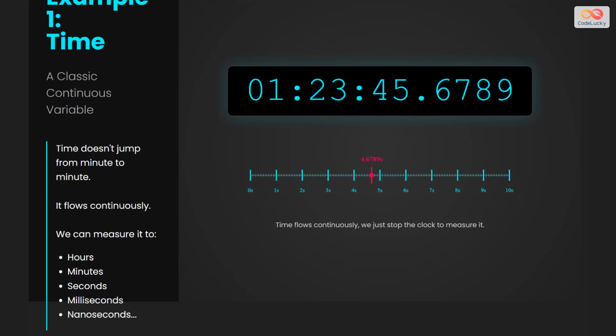Time is a classic example. Time does not jump from 1 second to the next instantaneously. It flows. We can measure it in hours, minutes, seconds, milliseconds, or even nanoseconds. The only limit to how precise we can be is the quality of our stopwatch.